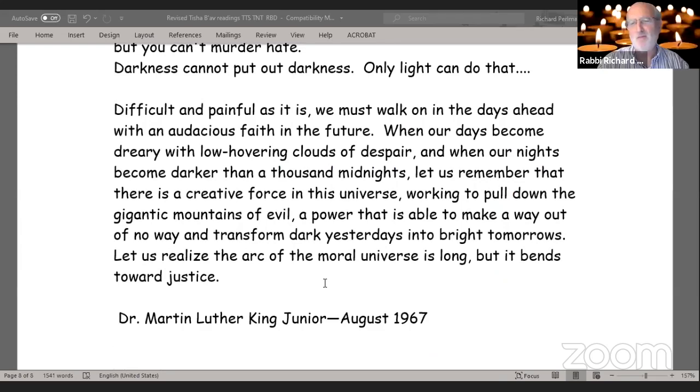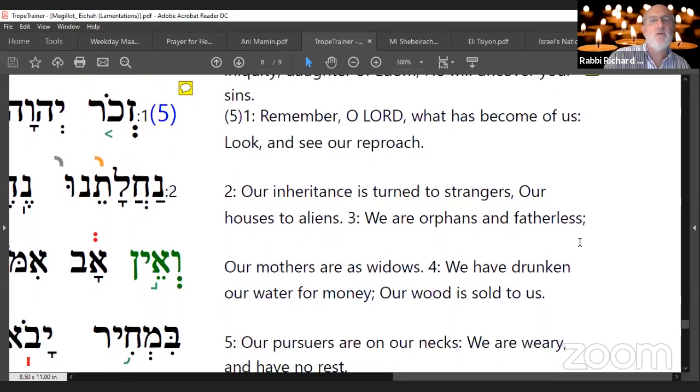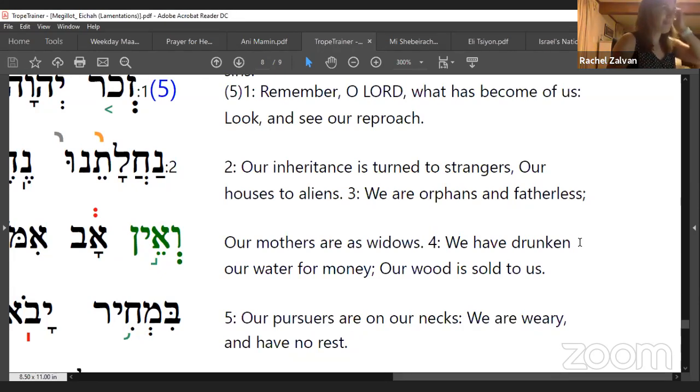Beautifully read. Thank you so much. Appreciate that. All right, this is the last chapter. This is the final chapter, so let's do most of this in English, and then we'll finish it up in the Hebrew. Rabbi, who would like to read? Well, I want to invite President Rachel Zalvin, if she's at the phone. And Mike.